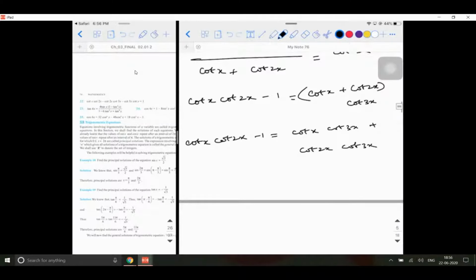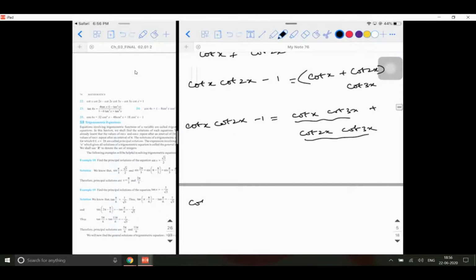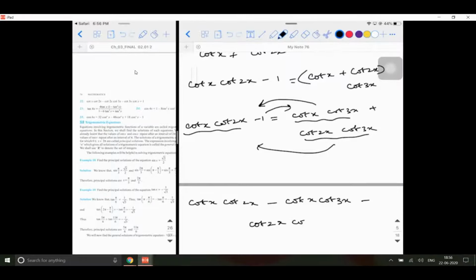Okay, now I will rearrange the equation. See, that is cot x into cot 2x, which is left out like this. This will come to the left hand side. This will also come to the left hand side, and 1 will go to the right hand side. If I write it, I will get minus cot x into cot 3x minus cot 2x into cot 3x is equal to 1. So this is what you are asked to prove.